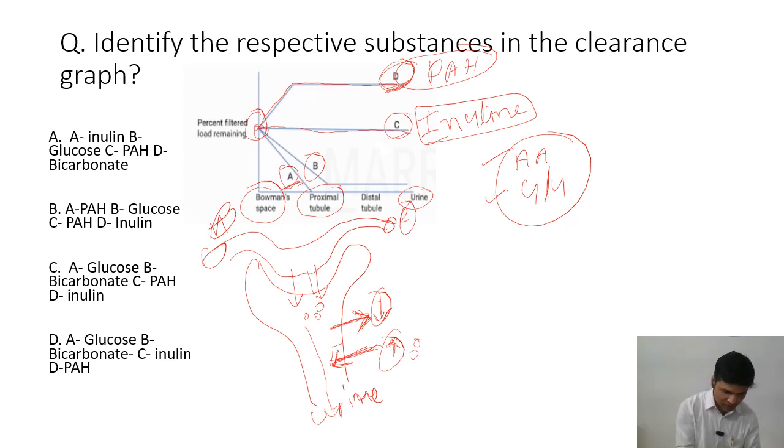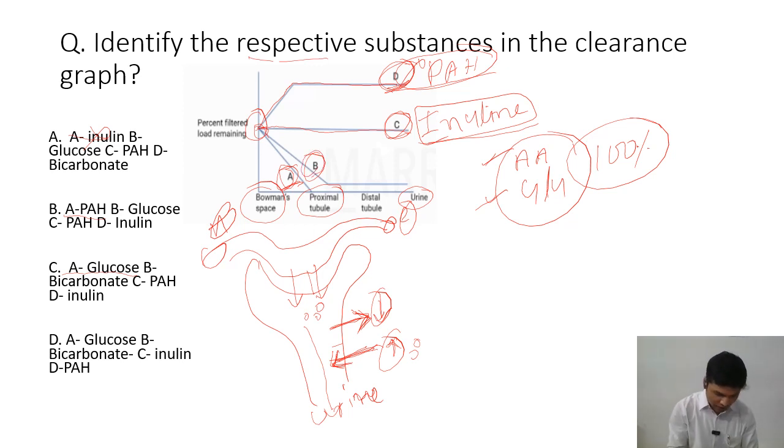So let's identify the respective substance in the clearance graph. We know inulin is C and para-aminohippuric acid is D, so A must be glucose or amino acid. It is 100% reabsorbed in the proximal tubule. So A is not inulin, because C is inulin. A is not PAH, because PAH is D. So A is glucose, yes. B is bicarbonate. Okay, let's see B.